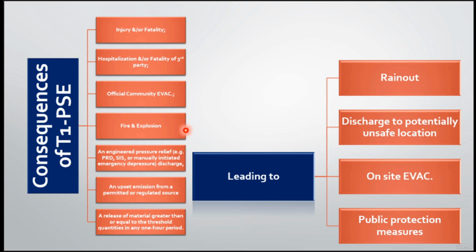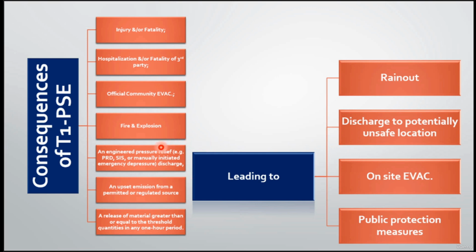Number four will be the fire and explosion, and the fire and explosion will lead to damage of more than 100,000 US dollars in cost. Number five will be a discharge of an engineered pressure relief device, such as a pressure safety valve, safety instrumented system, or manually initiated emergency depressurization. And number six will be the upset emission from a permitted or regulated source.